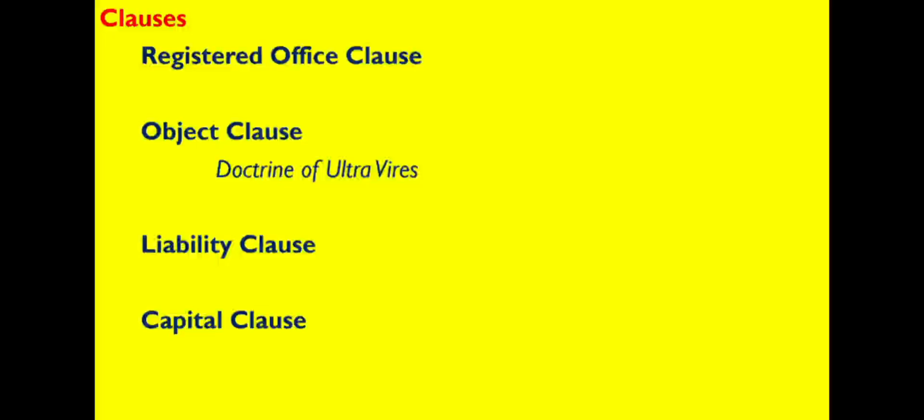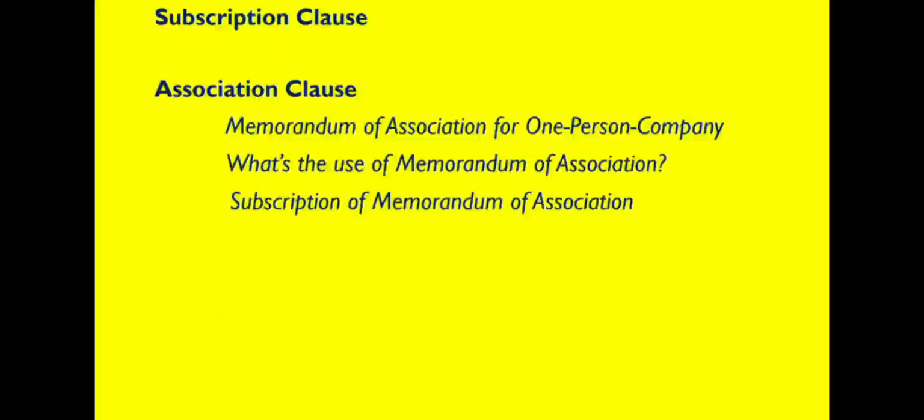Next up is the subscription clause. The subscription clause states who is signing the memorandum. Each subscriber must state the number of shares he or she is subscribing to. The subscribers have to sign the memorandum in the presence of two witnesses. Each subscriber must subscribe to at least one share. Next up is association clause. In this clause, the subscribers to the memorandum make a declaration that they want to associate themselves to the company and form an association.